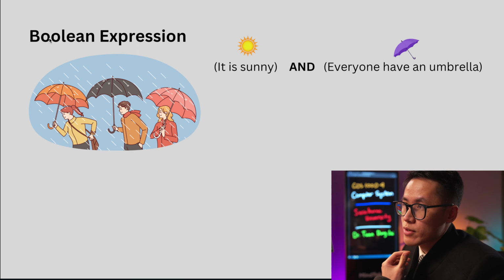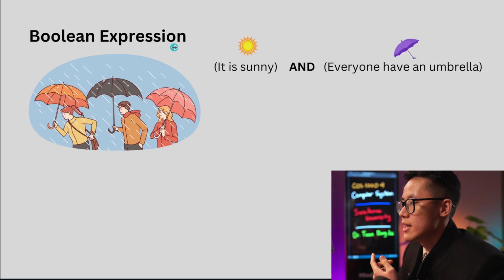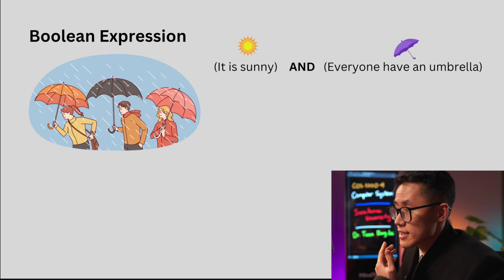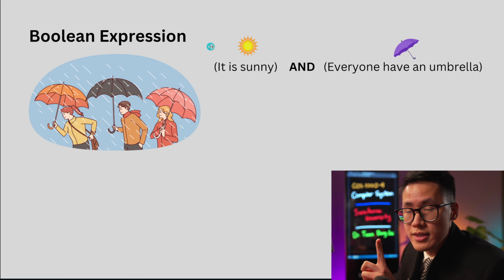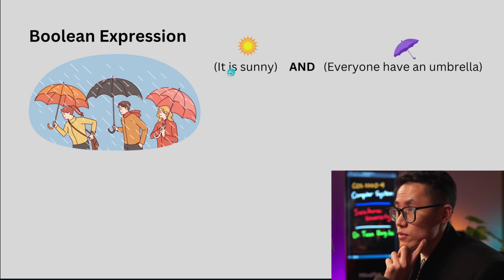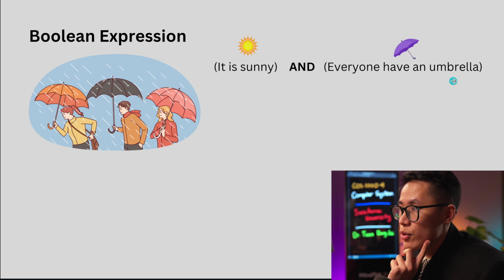Okay, now let's have a look at this example. Let's have a look at this image, and I have a Boolean expression in here. So what is an expression, first of all? So in mathematics, an expression is a statement involving at least two different number or two different variable and at least one operations. Okay, so I have a statement which is it is sunny and everyone have an umbrella. And the operations that I have in here is and.